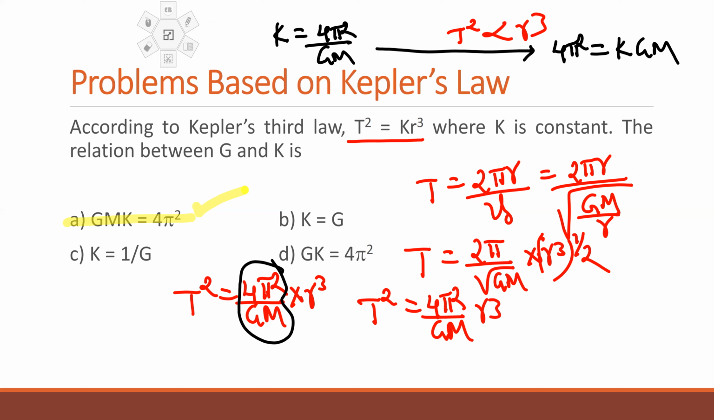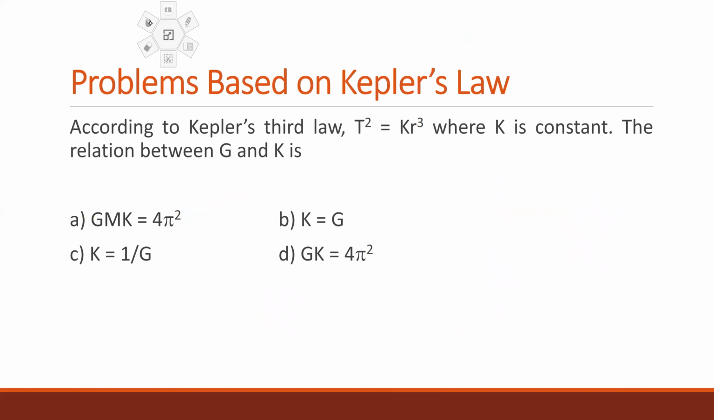Like I told you, this is very, very important, this equation: T equal to 2 pi r by V naught. You should know the formula for the orbit velocity, or else you should know this: T square equal to 4 pi square divided by GM into r cube. Next.